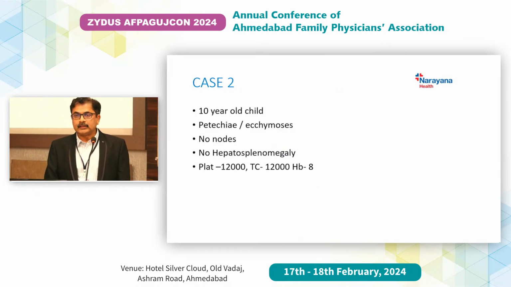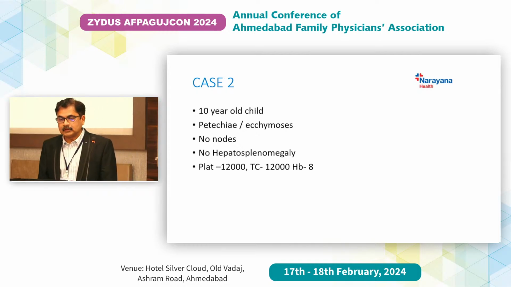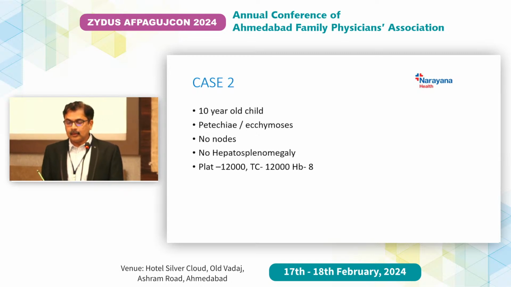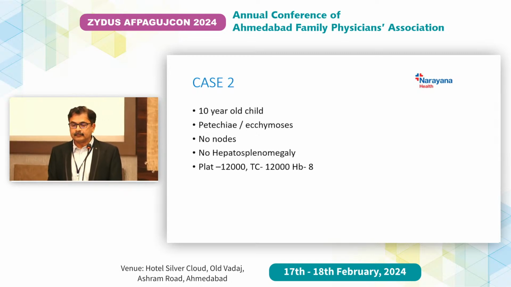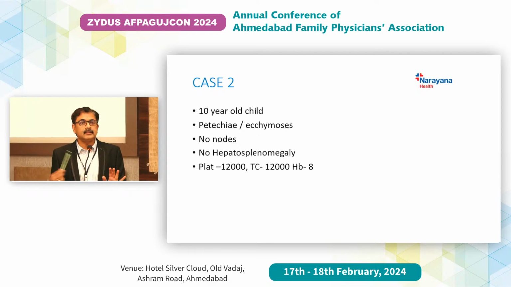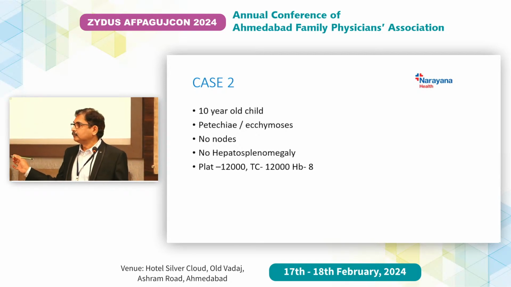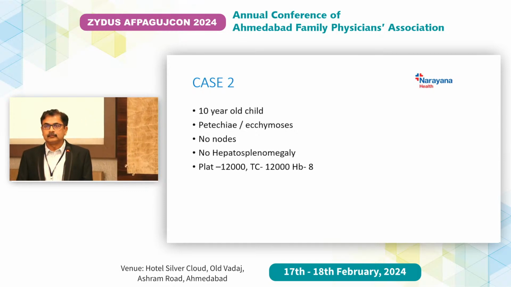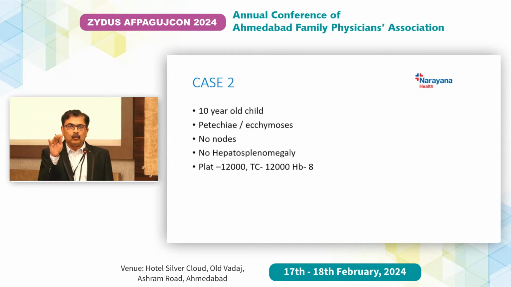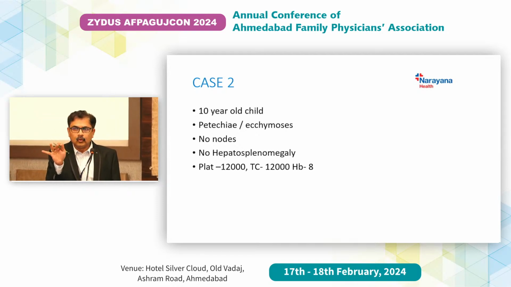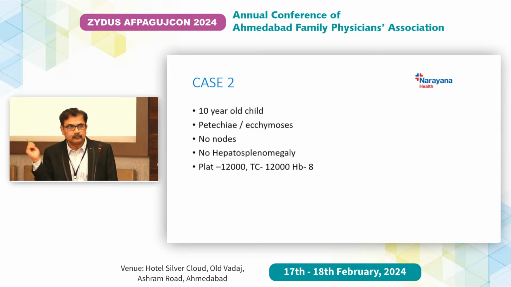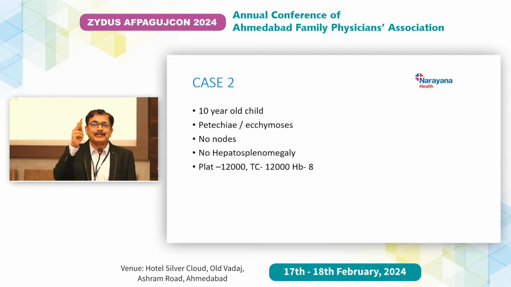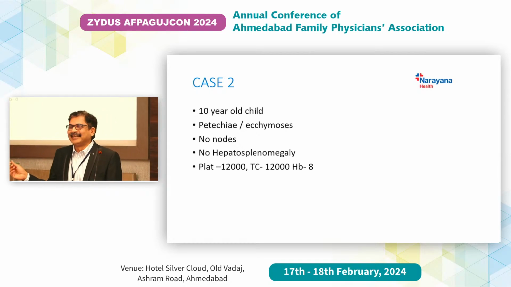Okay, now an older child, 10-year-old, again petechiae and ecchymosis. No nodes, no hepatosplenomegaly this time. Platelet count is 12,000, total count 12,000, hemoglobin 8. Same numbers, but this time no nodes, no hepatosplenomegaly. Viral fever, okay. Usually with viral fever you get leukopenia. Leukocytosis is a little unusual, generally you don't. The previous one, not this one. I won't put the same case twice. Okay. I already did ALL.